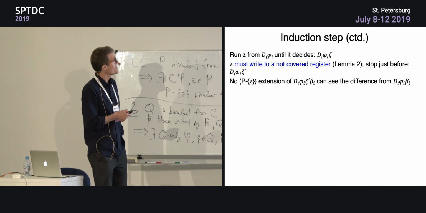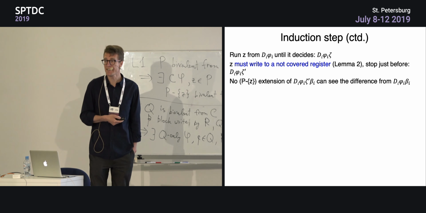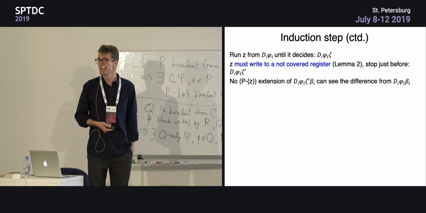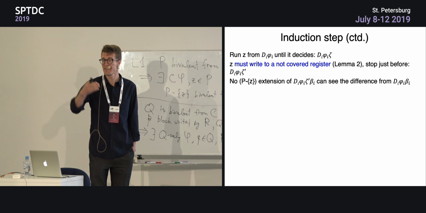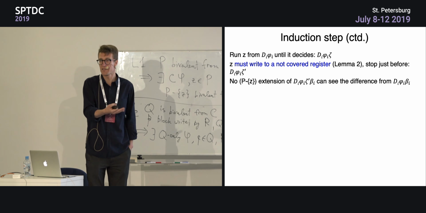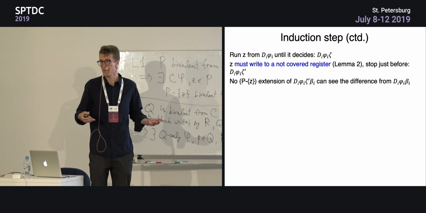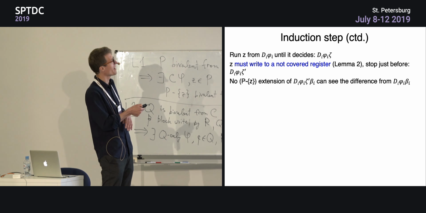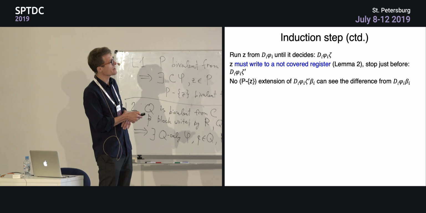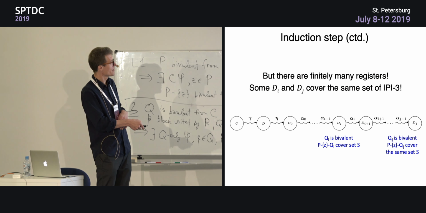Well, otherwise, if it's covered and I run it until it decides, I just use what we had, this lemma 2. That decides something, but there is an extension which is bivalent, and I lose the decision. Because I decide something, I wrote to some registers which are covered, which are elements of S, which are overwritten by this beta I, which is after phi. This is the block write on S. Remember that this was our initial assumption.